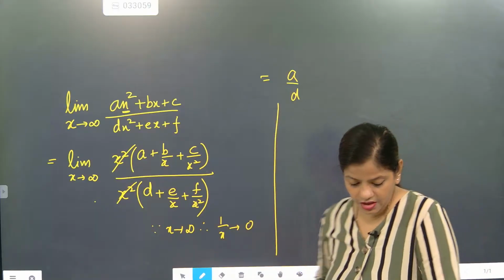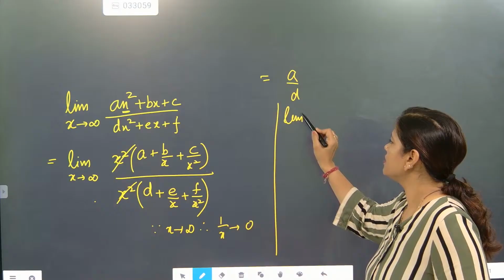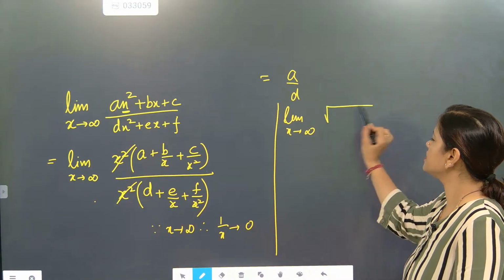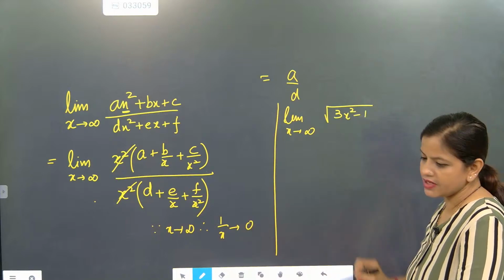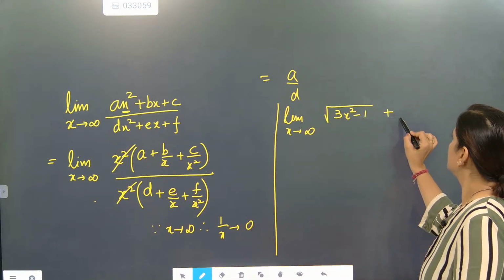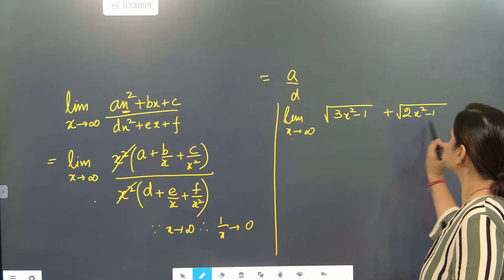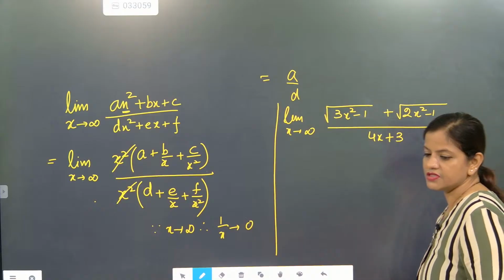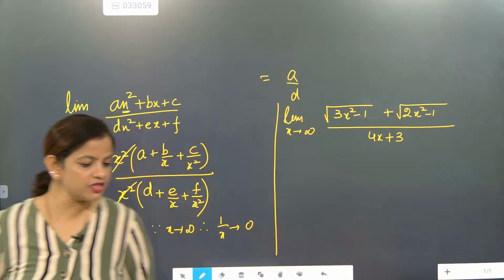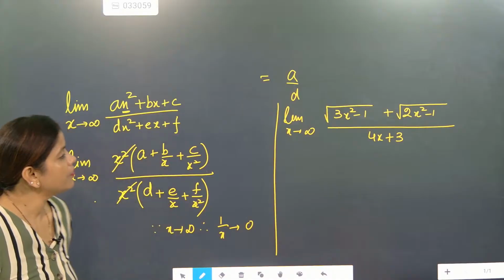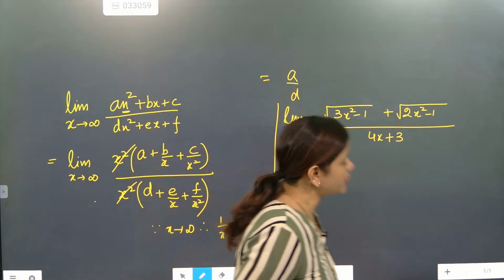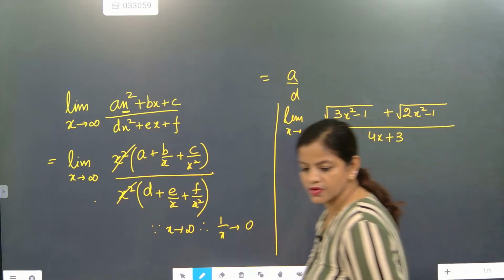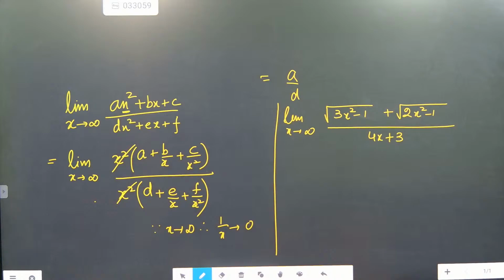This is one section. Another section is given: limit x tends to infinity. One more question like this I am solving. Root under 3x square minus 1 plus 2 root under 2x square minus 1, by 4x plus 3. So when this question is given, what is the expected answer? Come on, go for it. Try this question out.